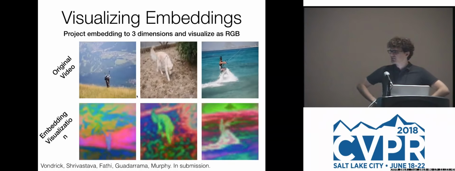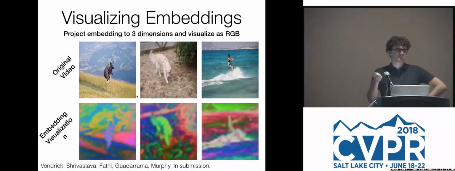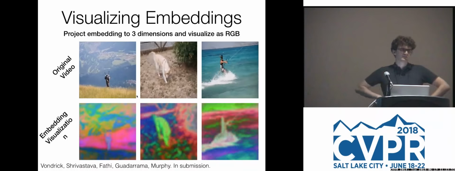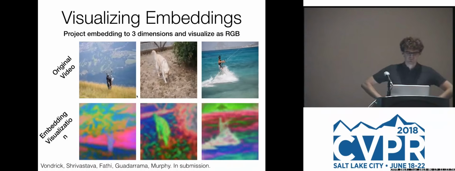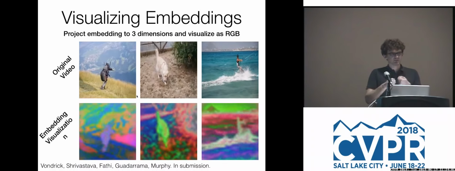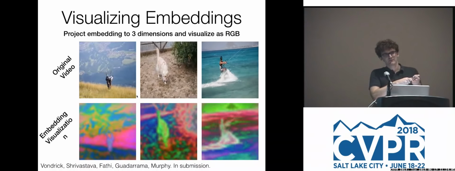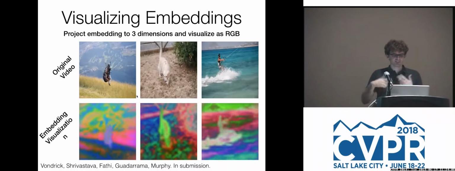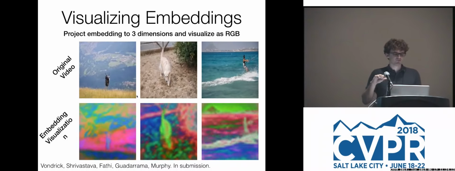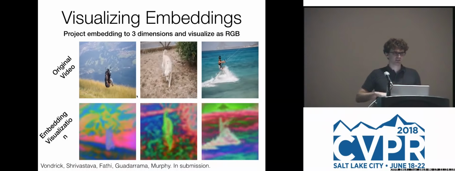One way we can gain insight into what the model is learning is to take these embeddings and project them down into 3D using something like PCA, and then visualize this as an RGB video. What this is showing is that pixels that have similar color in this visualization are going to be close in embedding space. And so this suggests that the model is starting to learn to embed objects that correspond to the same instance into a similar region in the embedding space.